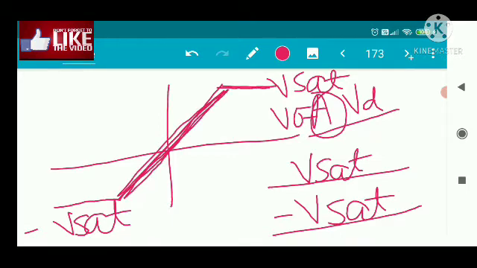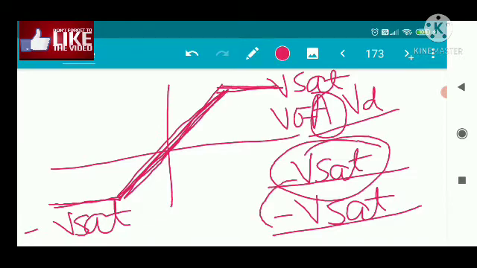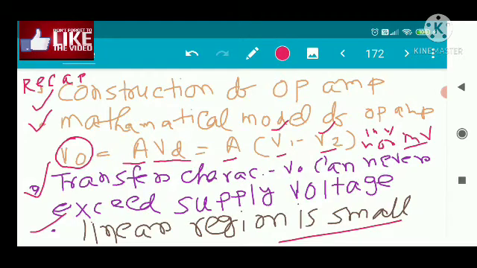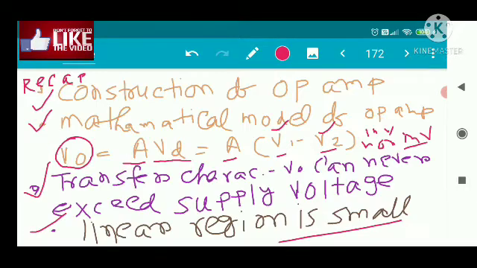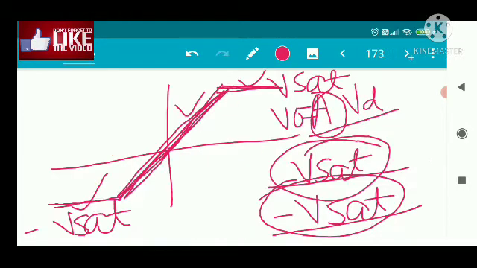But beyond the linear region, whatever the gain, your output voltage will be fixed at plus Vsat and minus Vsat. So this is the transfer characteristics of the op-amp, this is the linear region and this is the saturation region. This is one of the limitations of using the op-amp, and also the linear region is very small.